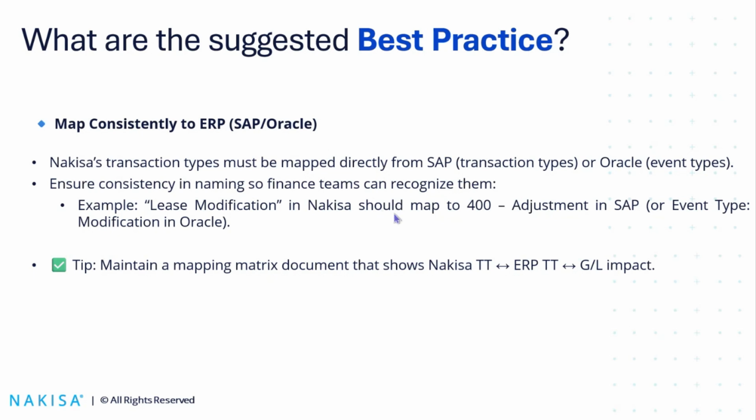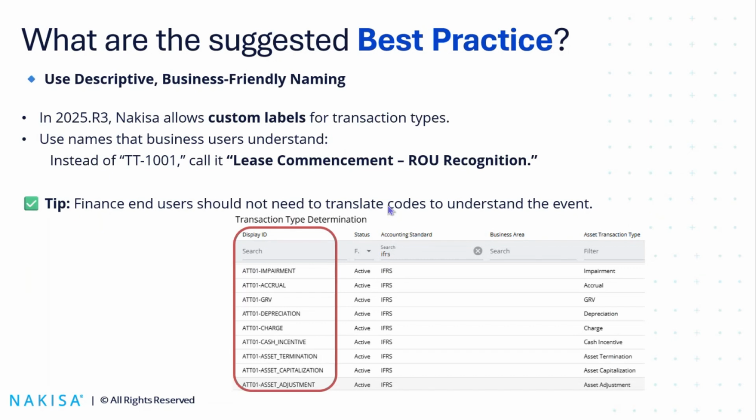Use descriptive business-friendly names. So now in 2025 R3 release, we allow custom labels for transaction types. So instead of just saying digits and letters, if you want to add and concatenate the way I've shown you in the example, you can have more descriptive display IDs. So it's easier to understand for the users.